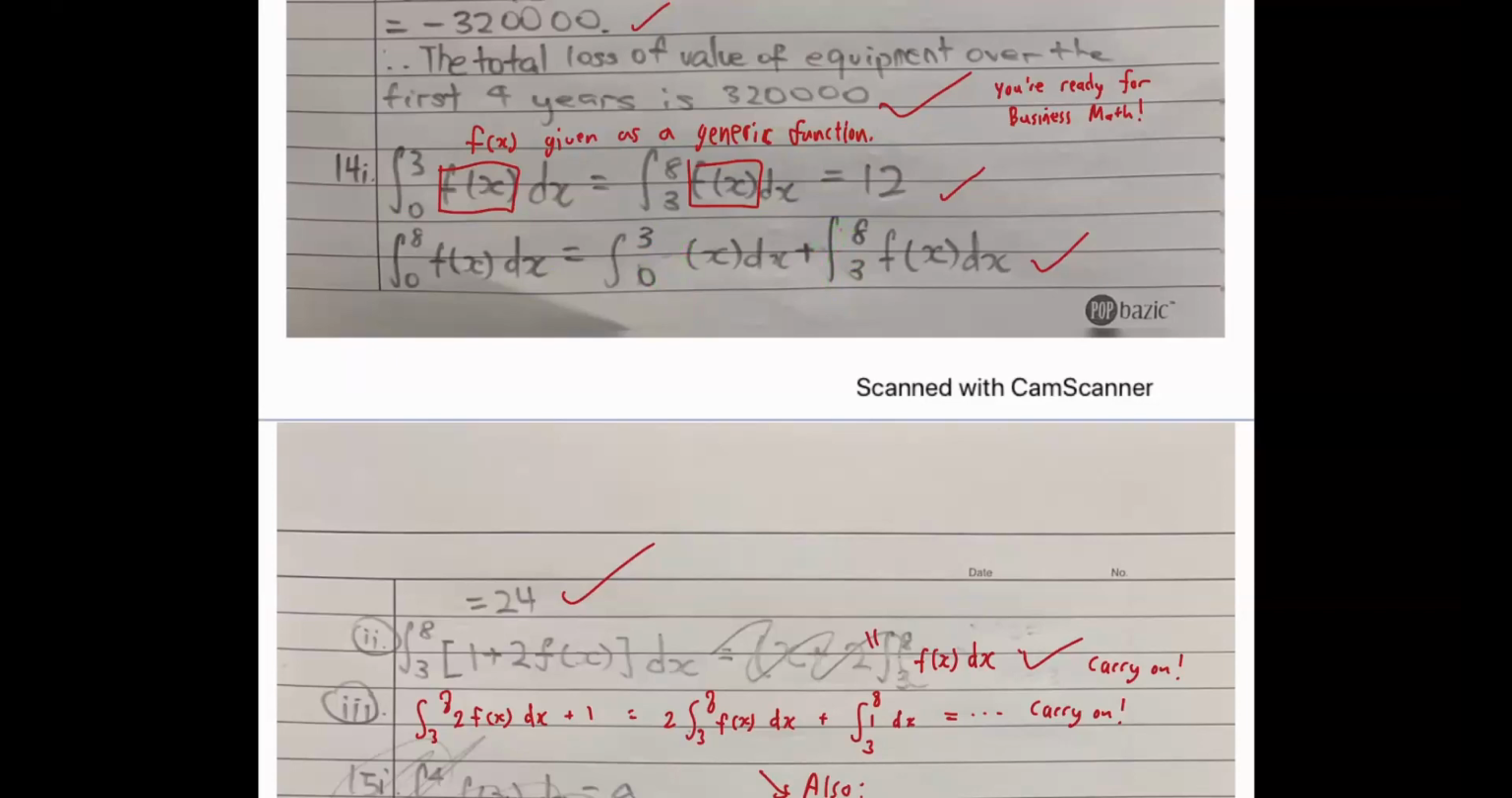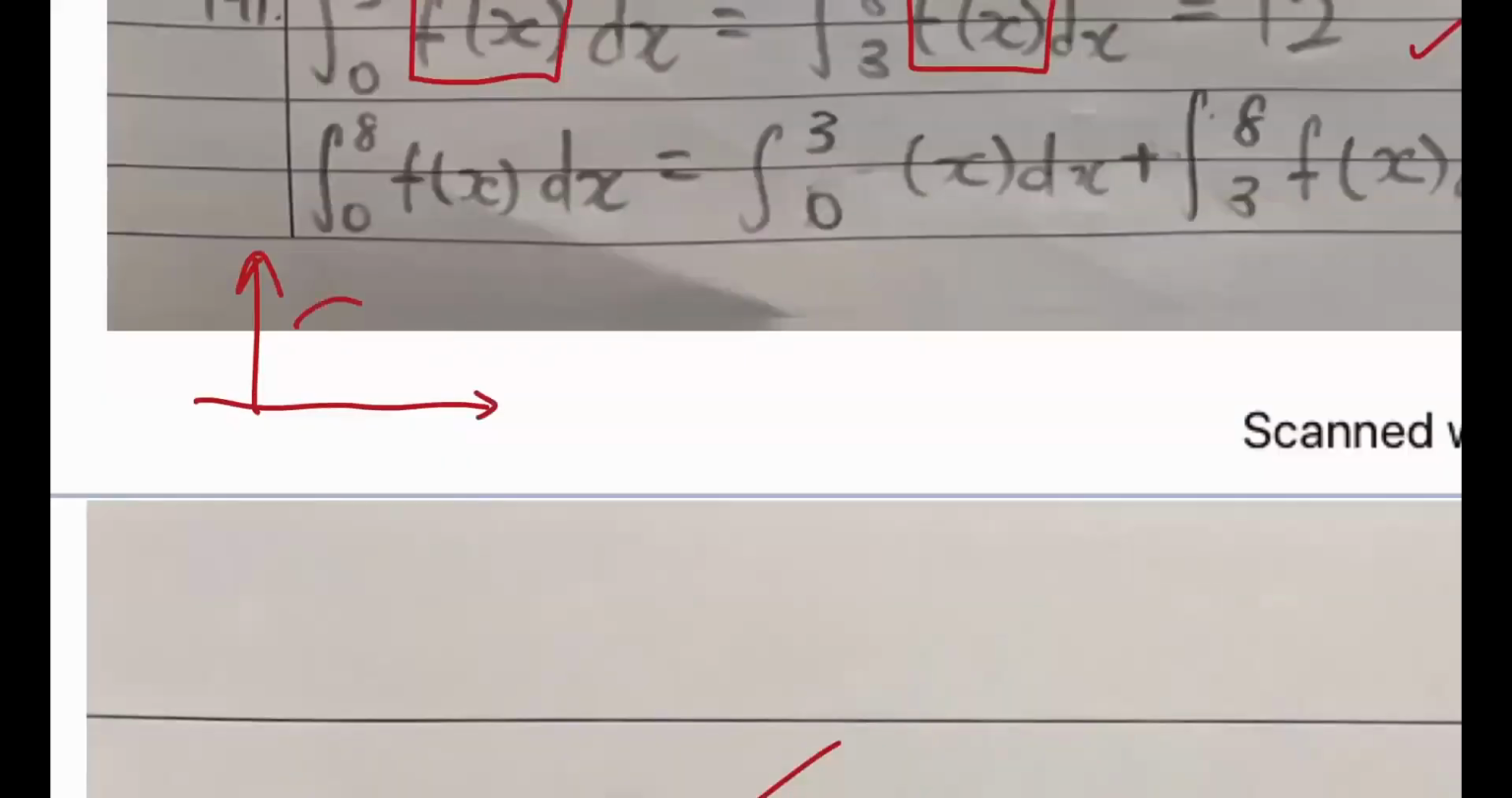So let's see. If f(x) looks something like this, a curve y equals f(x), pretend it looks like that. Sorry, I need to make the curve a bit longer. Here will be x equals 0. Here will be x equals 3. There will be x equals 8. So when they ask you for the integral from 0 to 8, what they're really asking you to do is find the total area under the curve, like this. But you can split it up into the left area here.